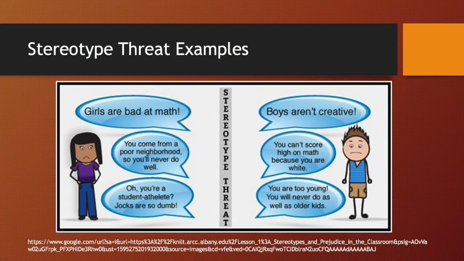Now let's look at a few other examples of negative stereotypes, and then see how they lead to stereotype threats. Stereotypes such as girls are bad at math, boys aren't creative, and the other examples you see in this image can cause a psychological self-threat for the members of the social group. This causes the stereotype threat. By the way, stereotypes can also be positive, in which case they convey a favorable belief for the social group in question. But my focus is negative stereotypes since they are the cause for the stereotype threat.